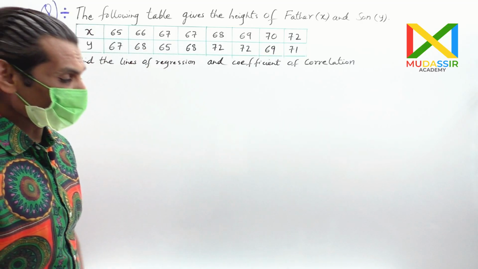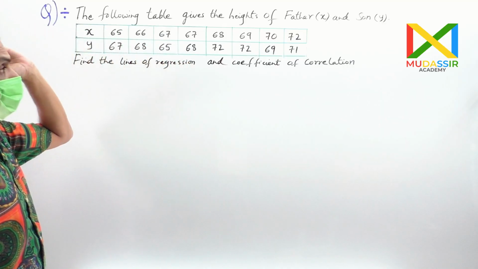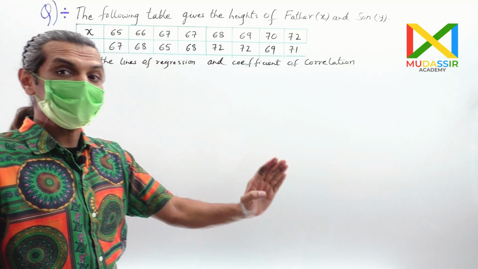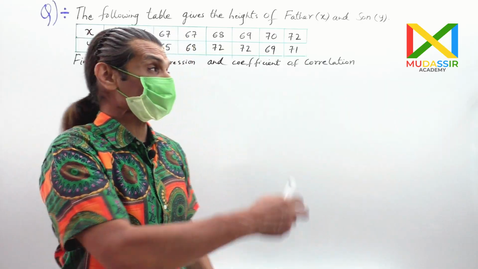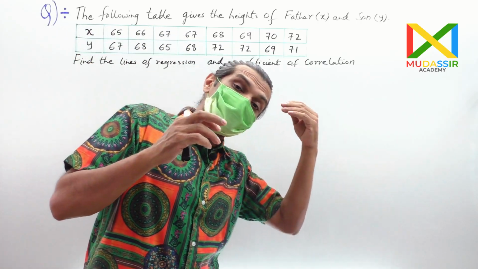In today's video, we will solve a very important problem: find the lines of regression and coefficient of correlation. I am stressing here, pay attention: find the lines of regression and then the coefficient of correlation. That is, in this problem, they asked first to find the lines of regression and then the coefficient of correlation.